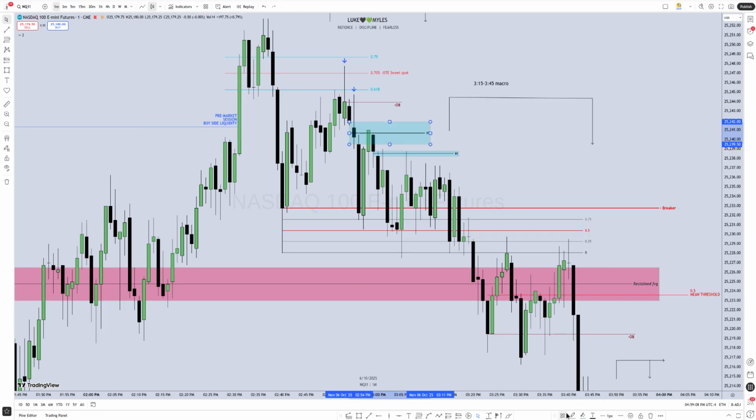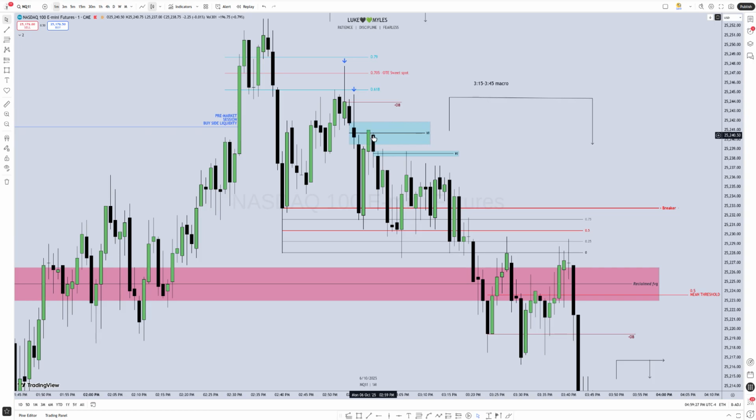This has a volume imbalance right there. As you can see, consequent encroachment is respected. This is the market went and closed above half of the volume imbalances here. What did the market do after that? It corrected with the new volume imbalance, retested into consequent encroachment.